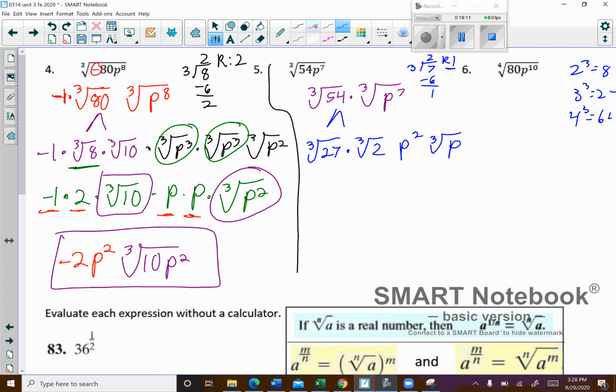So, let's see. Let's look at the cube root of 27. That'll be 3, and then we'll have cube root of 2. Then we have the p squared and the cube root of p. And once again, just kind of clean it up. Put the 3 times the p squared next to each other, and then put the cube roots next to each other.